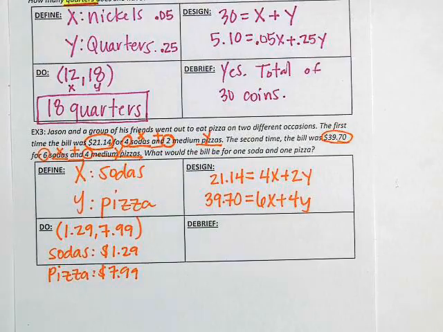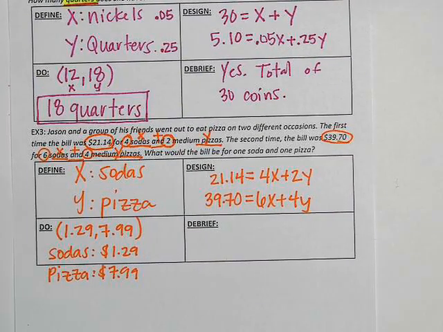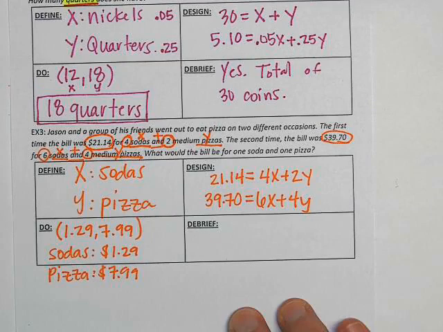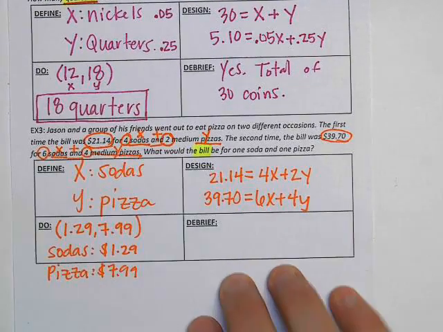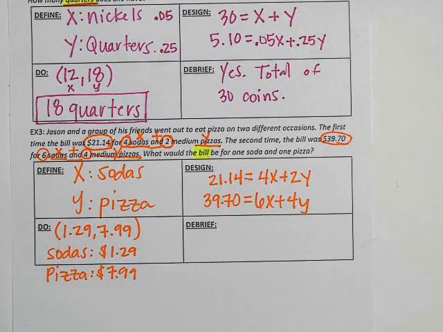Okay, here we go. Let's debrief. Did we answer the question? What's it say? How much would it be for? What would the total bill be? We need to add them.